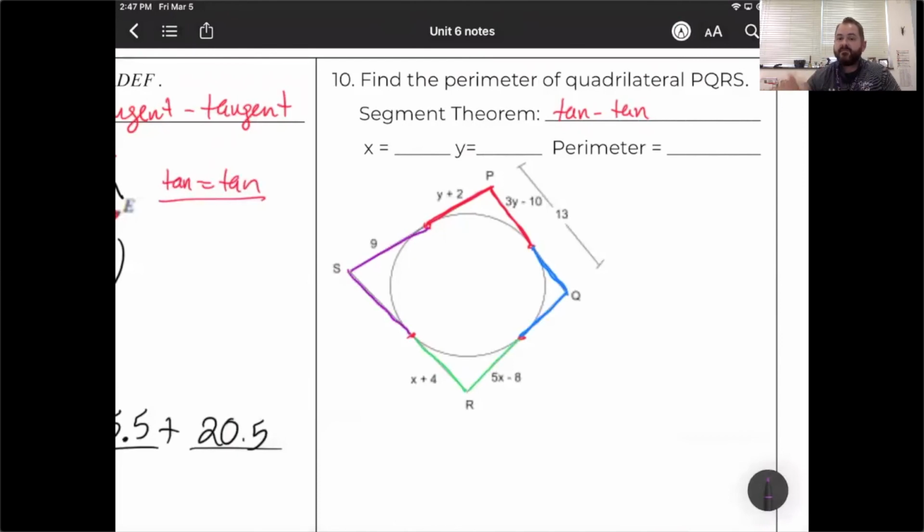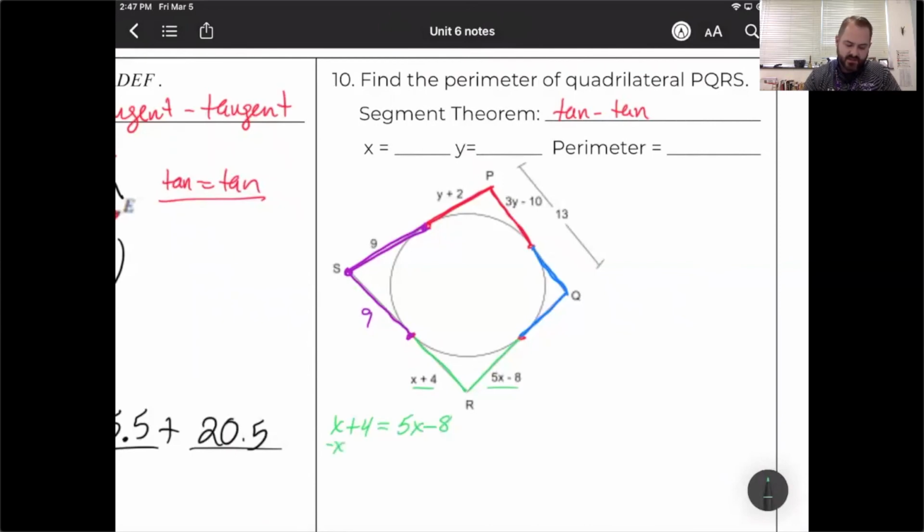So again, I'm going to start filling in all that I know. So since S to this point is 9, S to this other tangent point is also 9. Okay, these are equal to each other, so that's going to be where I set up my equation to find x. X plus 4 has to equal 5x minus 8. Let's go ahead and solve that.